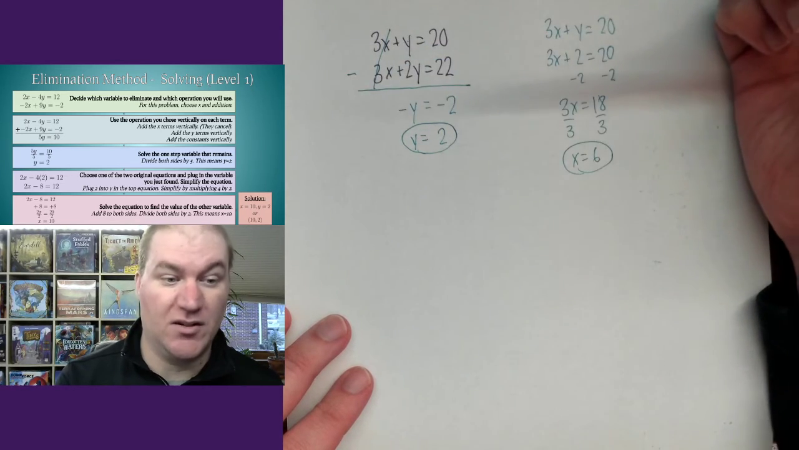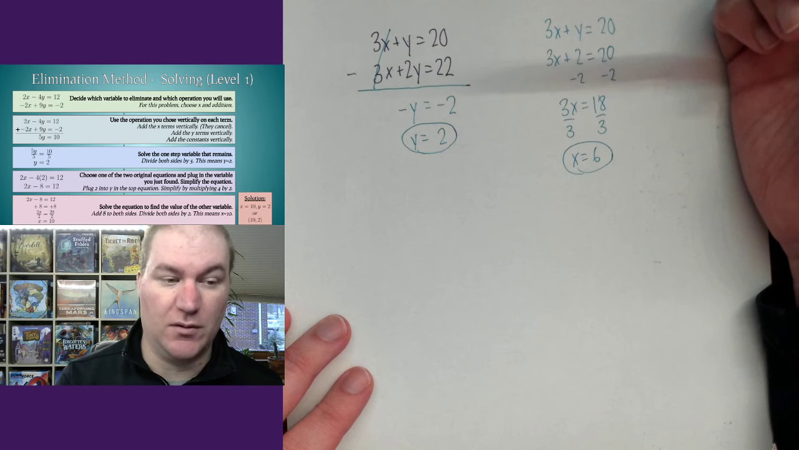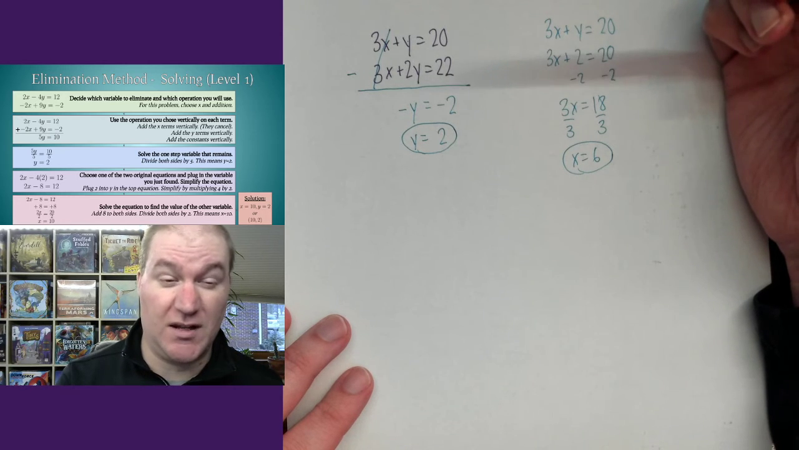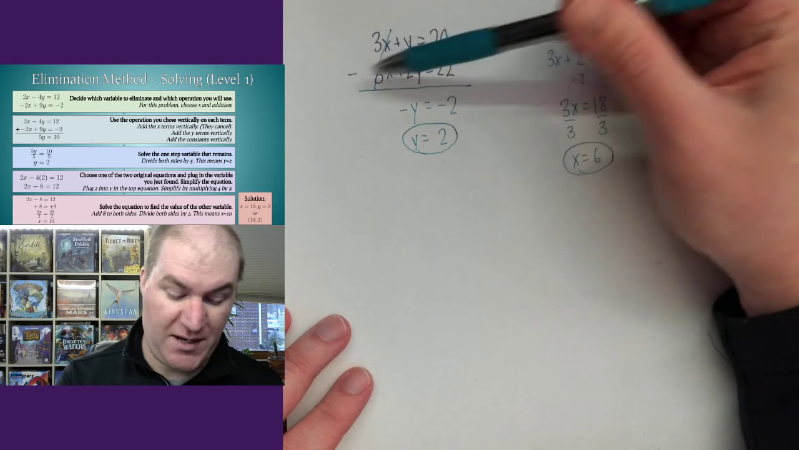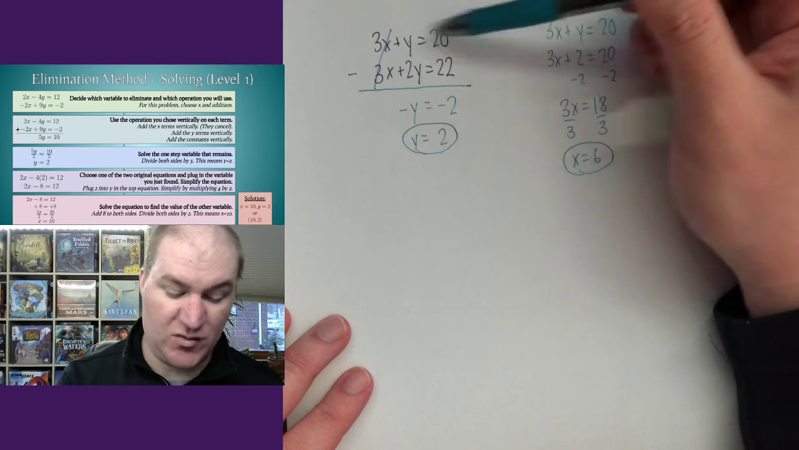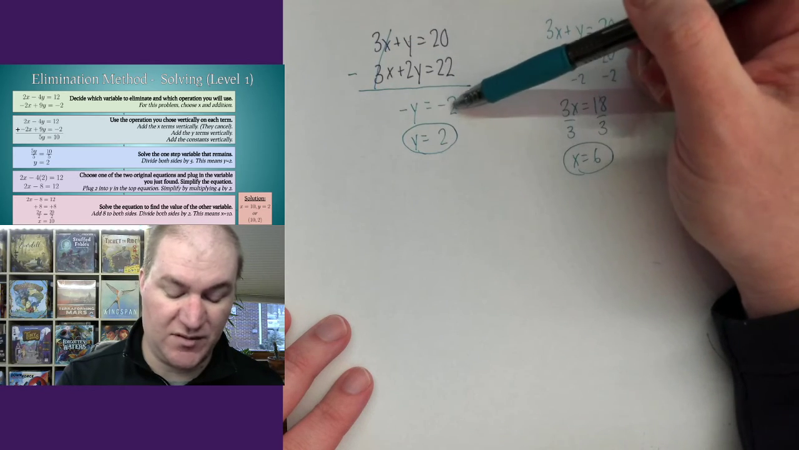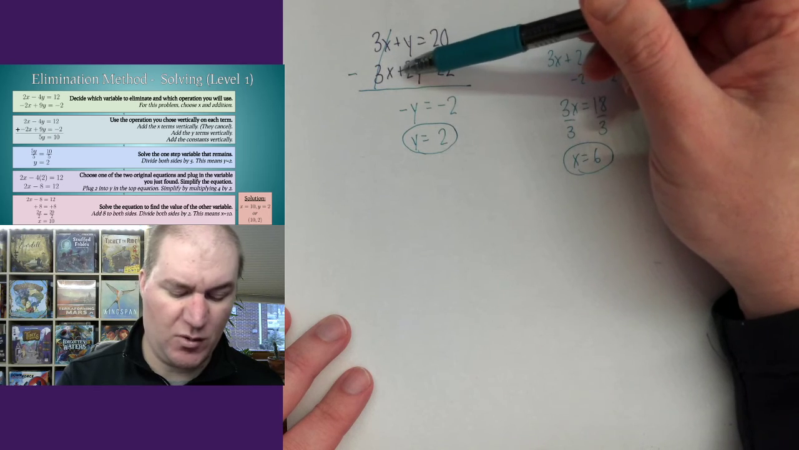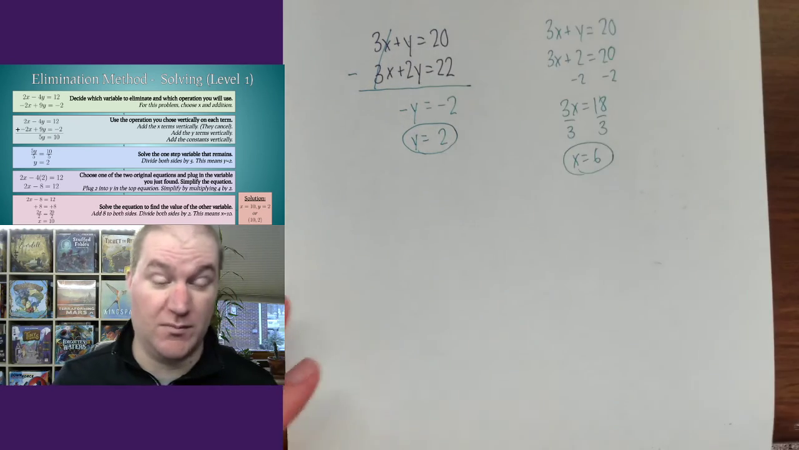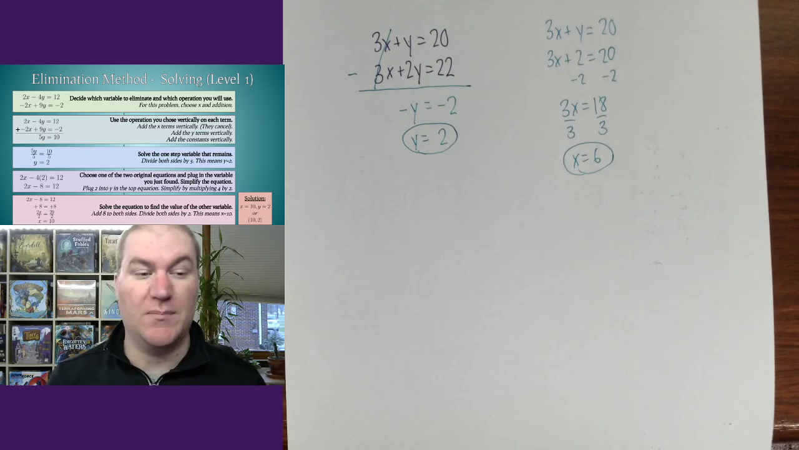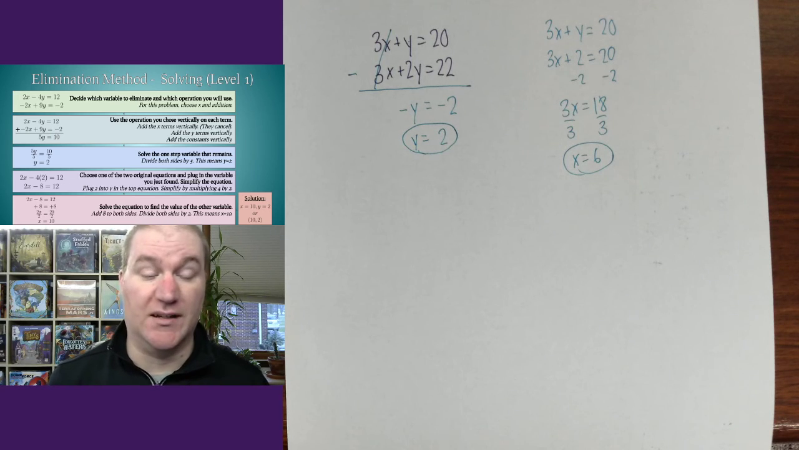And I should remind you that when you're subtracting, be careful, especially with negatives. You know, y minus 2y is negative y, and 20 minus 22 is negative 2. Think about how much harder it would have been if one of these numbers or both of those numbers would have been negative. So really be careful when you're subtracting with those negatives.